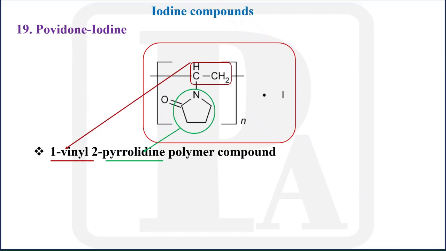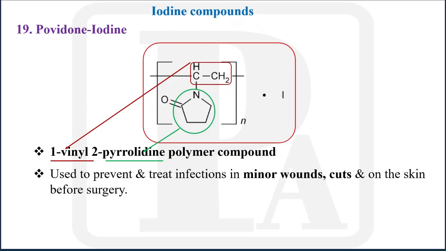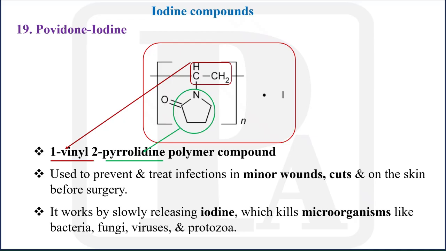What is pyrrolidine? Pyrrole without double bonds, that is called pyrrolidine. CH double bond CH2, that is called vinyl. So here first position is connected with the vinyl and second position we have a ketone. So 2-pyrrolidinone, and it is a polymer. This is used to prevent or treat infections in minor wounds, cuts, and also on the skin before surgery. It works by slowly releasing iodine, and that iodine kills the microorganisms.